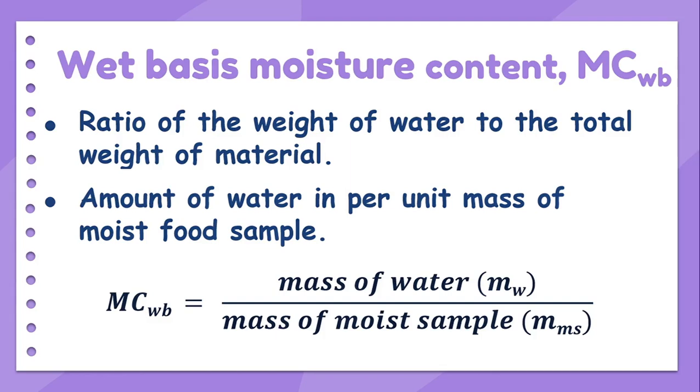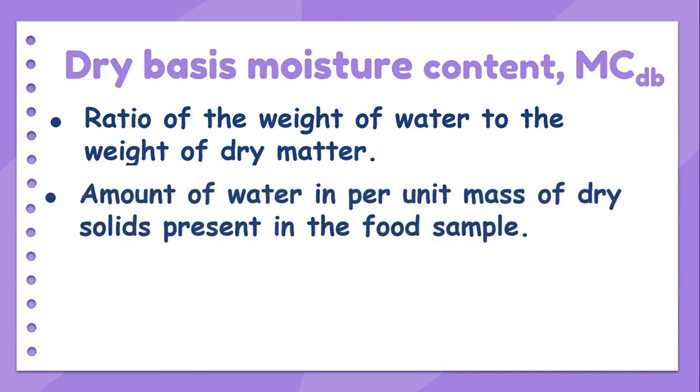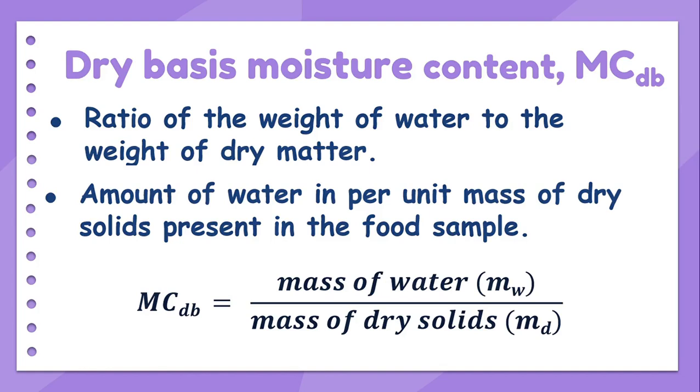On the other hand, dry basis moisture content refers to ratio of the weight of water to the weight of the dry matter. In other words, it is the amount of water per unit mass of dry solids present in the food sample. Since the denominator is mass of dry solids, dry basis moisture content can range from 0 to very large percentage, which may be more than 100%. Dry basis moisture content is usually used to indicate moisture changes during drying. As weight of dry solids is constant, changes in dry basis moisture content is linearly related to the weight loss or weight gain when food sample is losing or uptaking moisture.